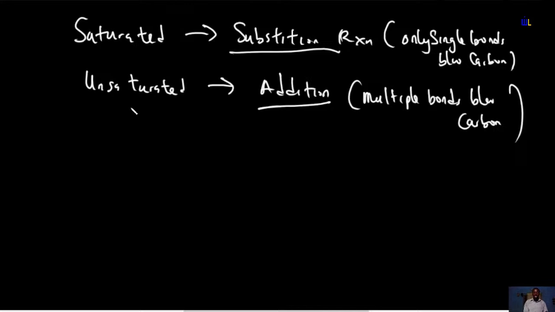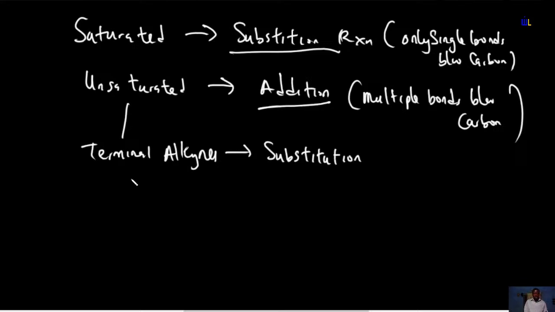So conditions where unsaturated undergoes substitution: terminal alkynes can undergo substitution. Another group of compounds that can undergo substitution are your aromatics. Your aromatics can also undergo substitution. However, every other unsaturated compound is supposed to undergo addition. The only exception is terminal alkynes and aromatics. So just have that in mind.